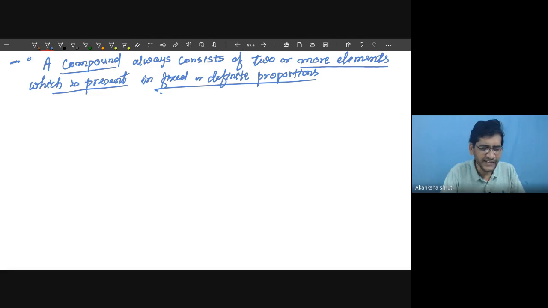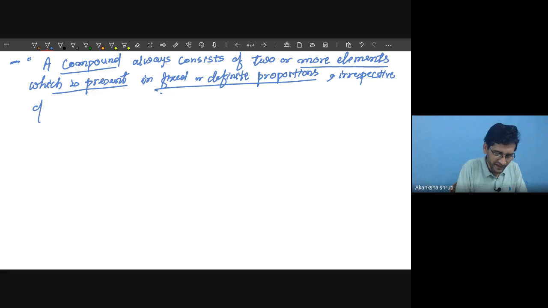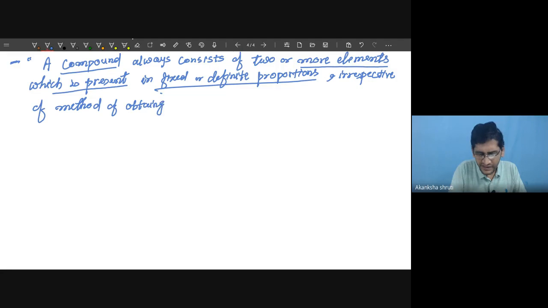So, irrespective of the method of obtaining that compound.